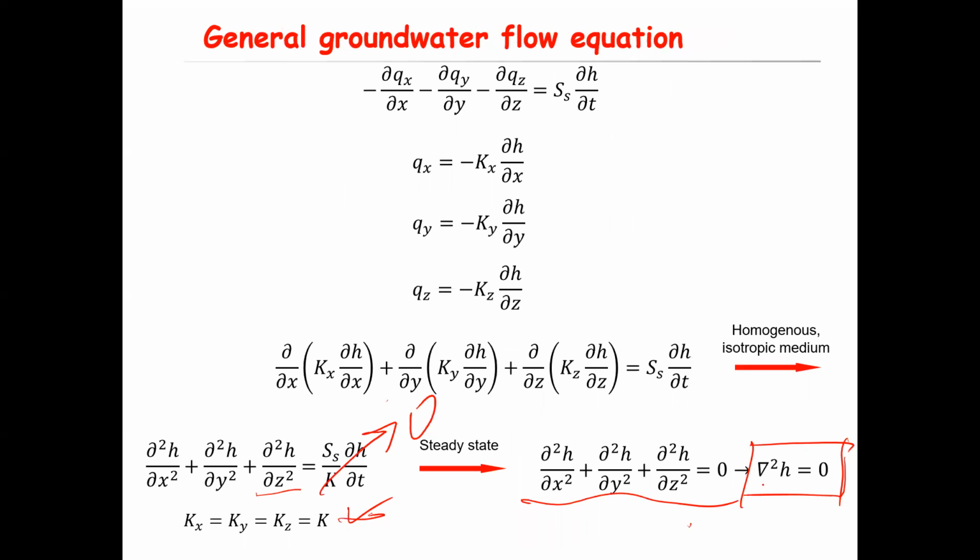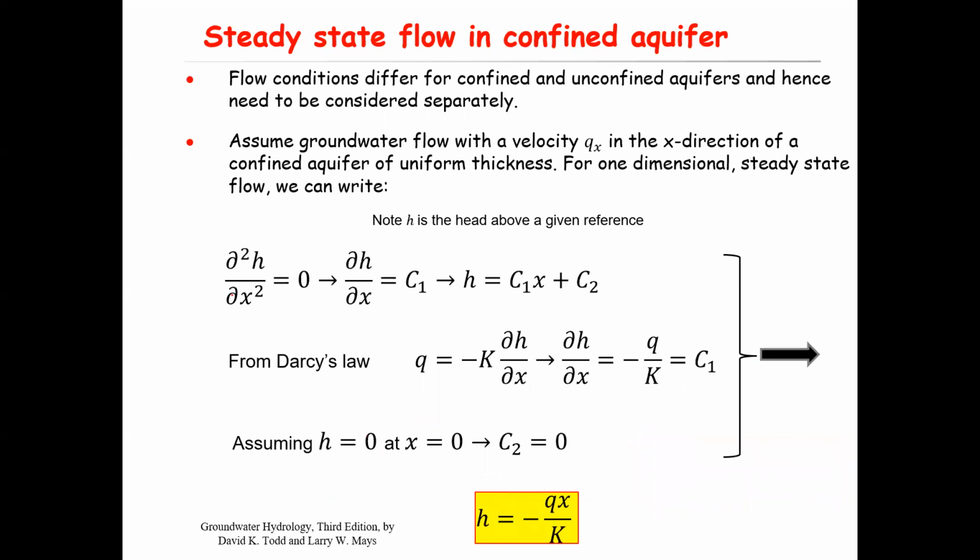And it's a 1D flow. Since it's a 1D flow only in the x direction, that means this will be equal to 0, and that will be equal to 0. So you will have only the second derivative of h with respect to x. The second derivative of h with respect to x will be equal to 0. So we are dealing with a confined aquifer and the flow in the x direction.